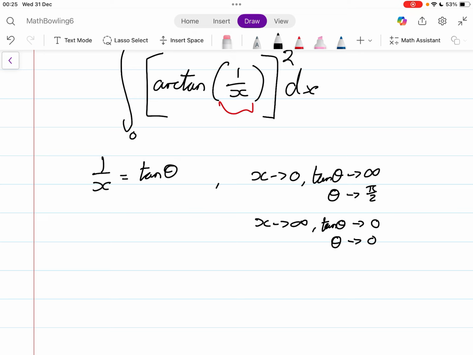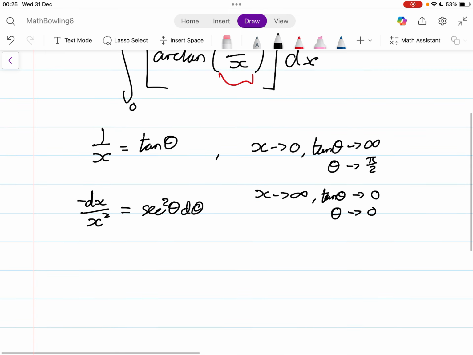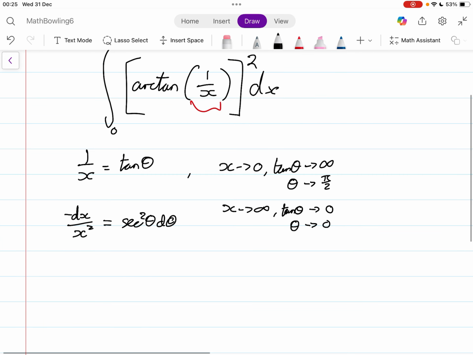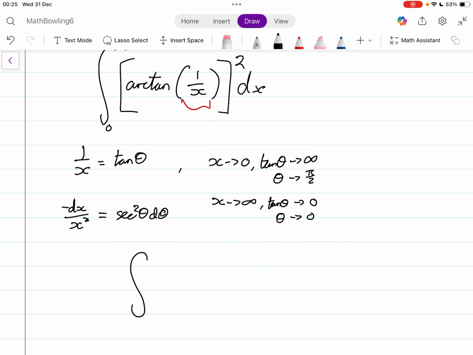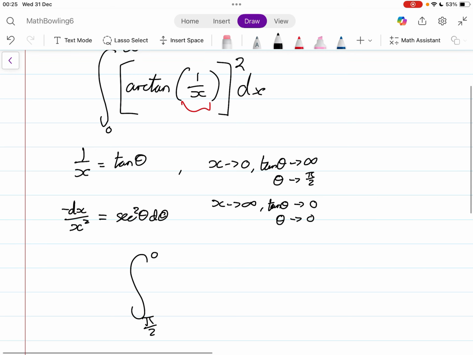Now we need to use the differentials. I'm going to do it the physicist method, where I don't write d theta by dx, I just write dx. These are common differentials that we should know, so we can just quote them. And then all we have to do is sub this in. So our lower bound, as we found here, is going to be pi over 2 at the bottom, and then our upper bound is going to be 0. That looks a little bit weird because it's bigger in the bottom, but it will sort itself out and you guys will see how that works.